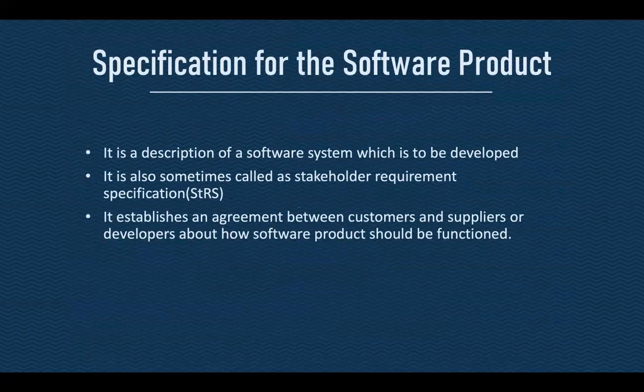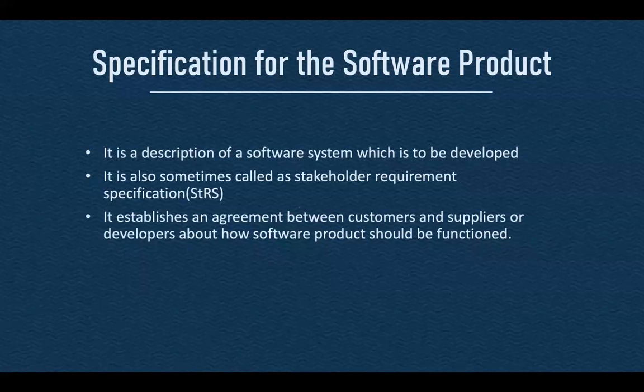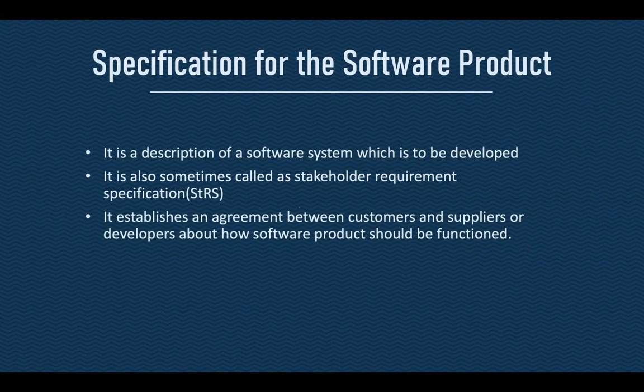Software requirement specification is a description of a software system which is to be developed, and is also sometimes called stakeholder requirement specification. It gives us a clear picture of functional and non-functional requirements, and establishes an agreement between customers and suppliers or developers about how a software project should function. A typical SRS includes a purpose, an overall description, and specific requirements.